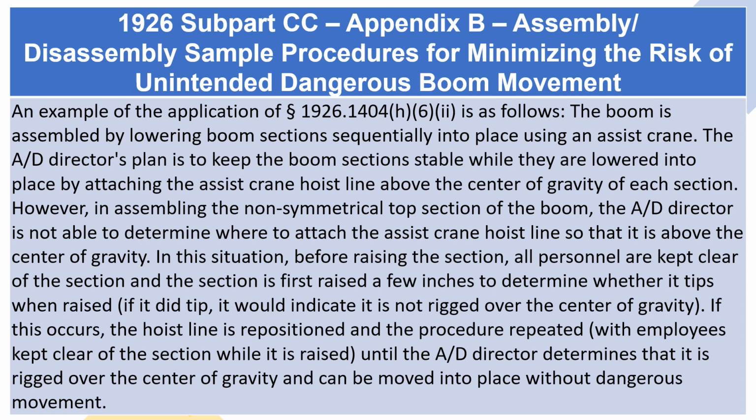In this situation, before raising the section, all personnel are kept clear of the section and the section is first raised a few inches to determine whether it tips when raised. If it did tip, it would indicate it is not rigged over the center of gravity. If this occurs, the hoist line is repositioned and the procedure repeated, with employees kept clear of the section while it is raised, until the A/D director determines that it is rigged over the center of gravity and can be moved into place without dangerous movement.